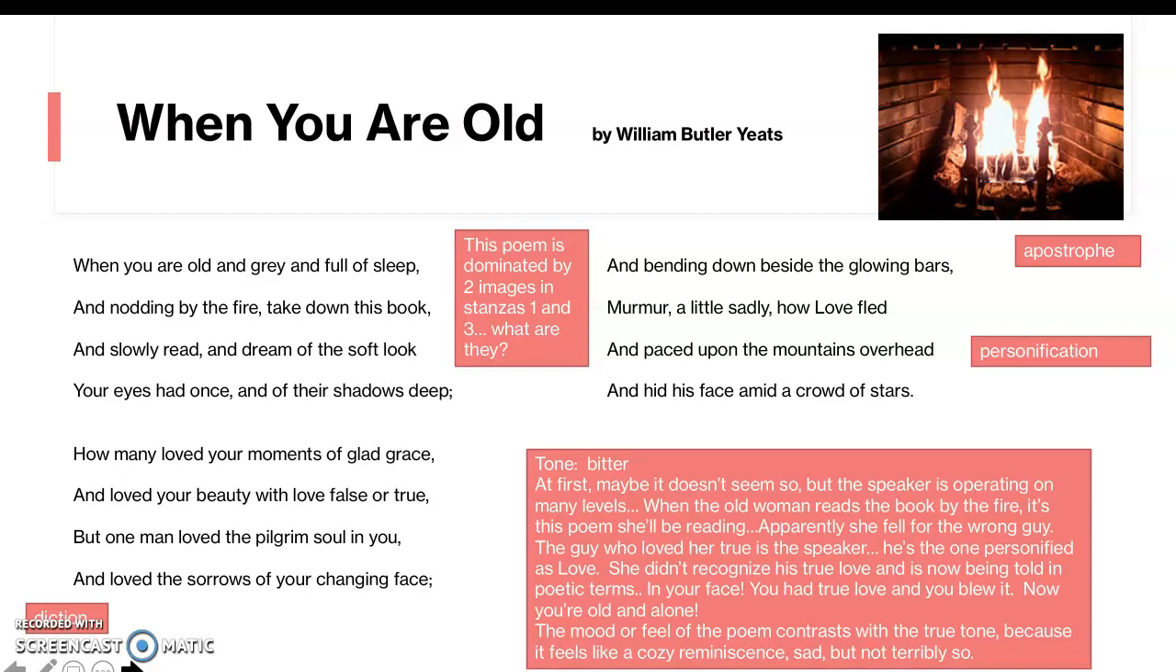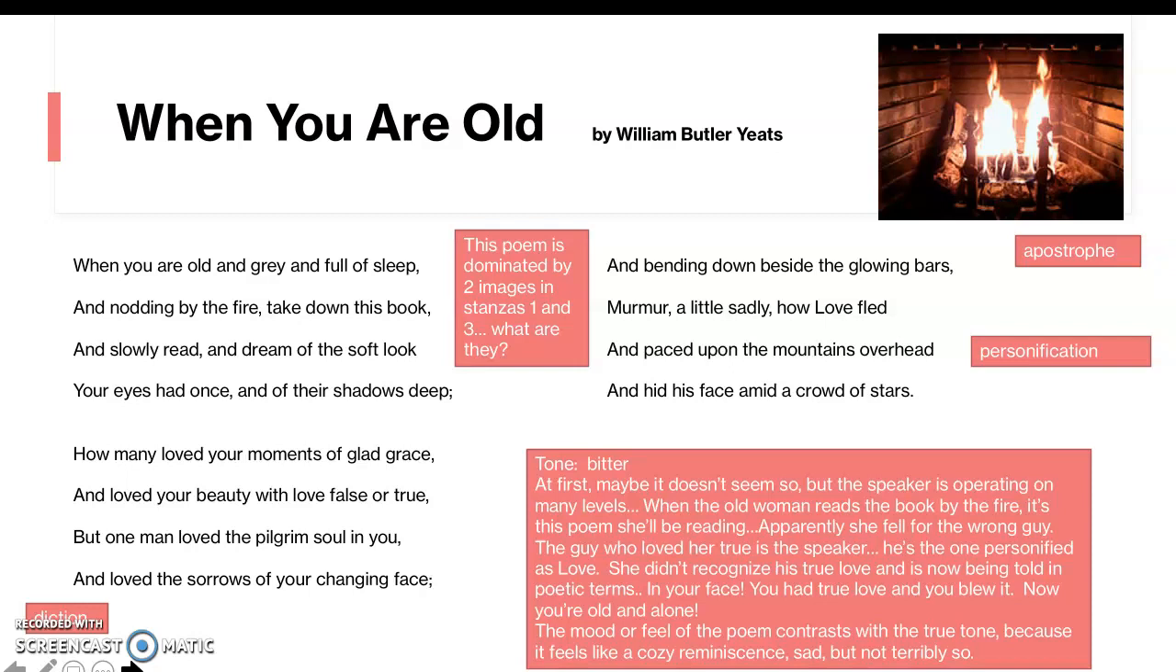So she's old and gray. She's sitting by the fire. She's reading this poem, and our speaker in this poem is kind of telling her, hey, lady, you missed the boat. You had a good, loving man in your grasp, and you let him go, and that man was me. So now that you're old and gray and sitting alone, and you've missed out on love your whole life, in your face. That's kind of what he's telling her.